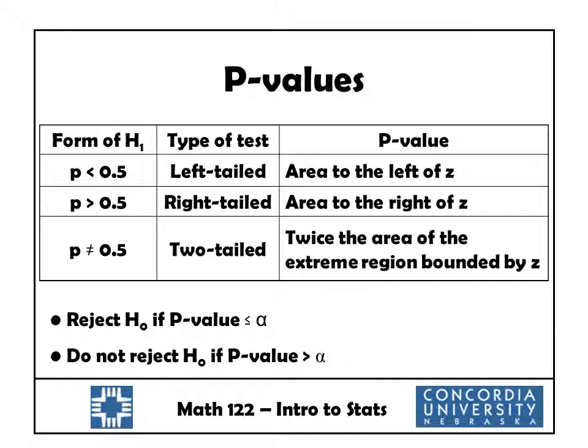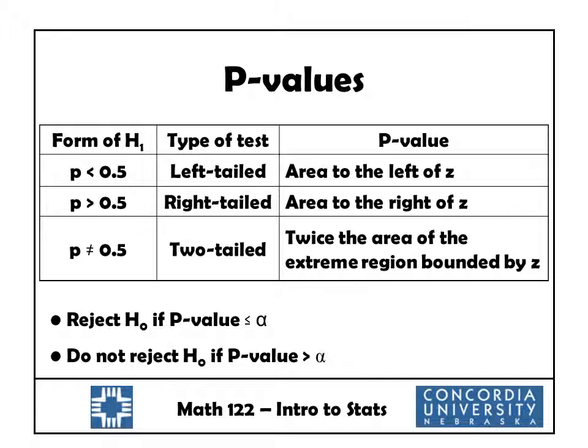If the alternative hypothesis has a less than sign, then we had what we call a left-tailed test, and the p-value is the area to the left of the test statistic, z. If we had a greater than sign, then we had a right-tailed test, and the p-value was the area to the right of the test statistic, z. If we had a not equal to sign in the alternative hypothesis, then we had a two-tailed test, and the p-value is twice the area of the extreme region bounded by z.